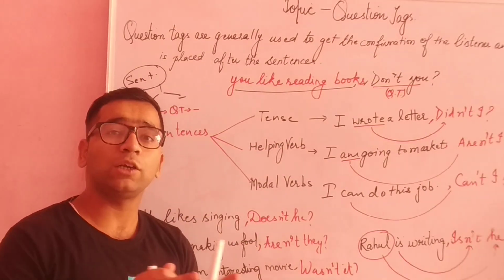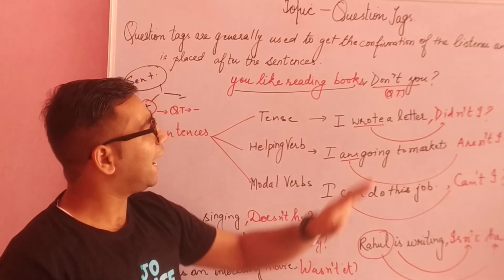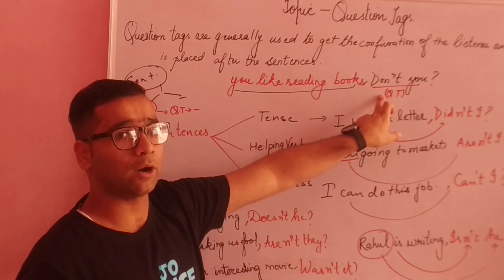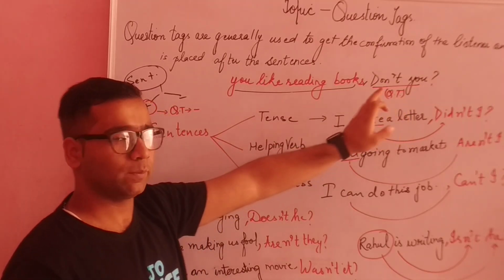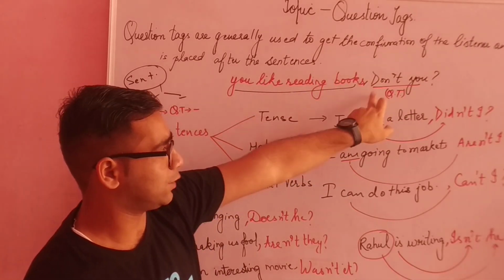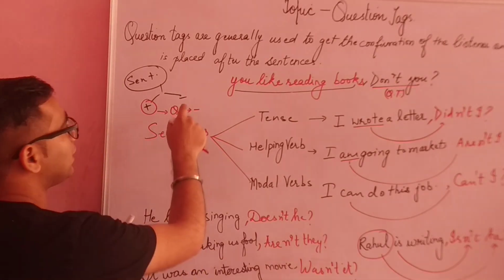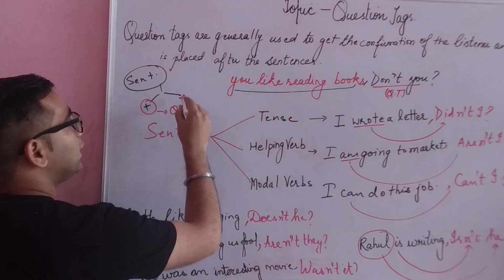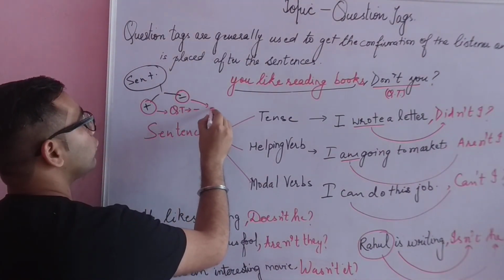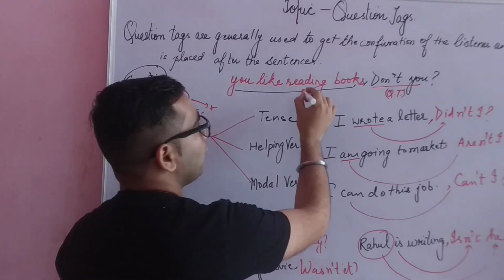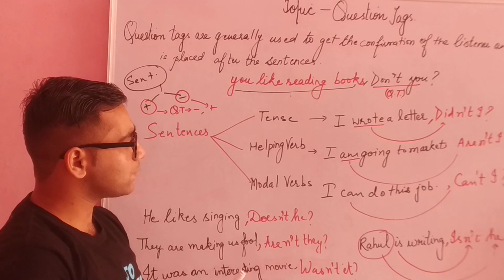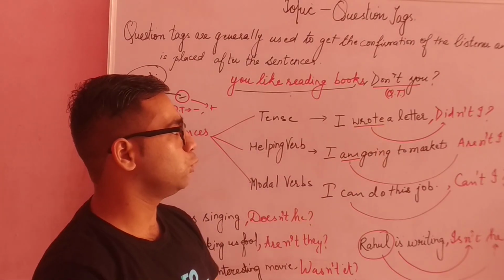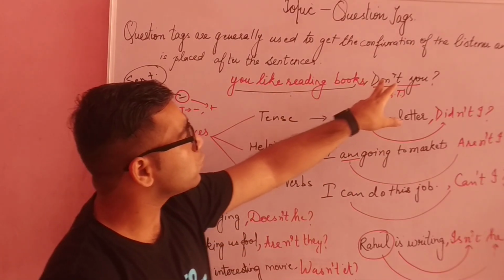First thing, try to learn things step by step. I will tell you how it is made. Don't worry about it. First try to understand it. Positive and negative relationship: if it is positive, it will be negative. And if the sentence is of negative nature, then the question tag will be of positive nature. If this is negative, this will be positive. Fine. We will study some sentences, then you will be able to do it. You like reading books, don't you?